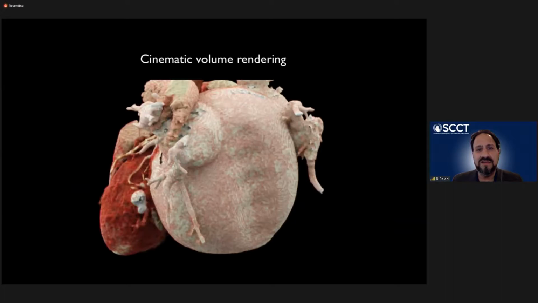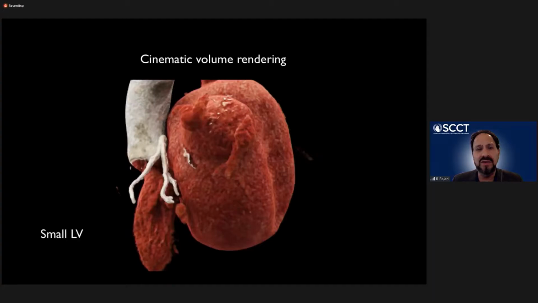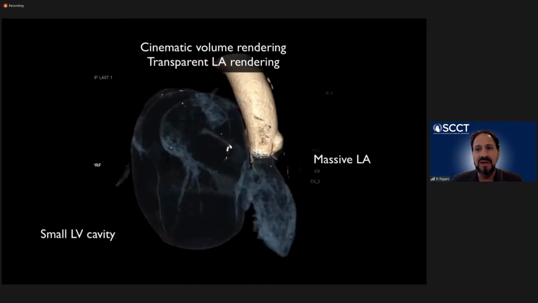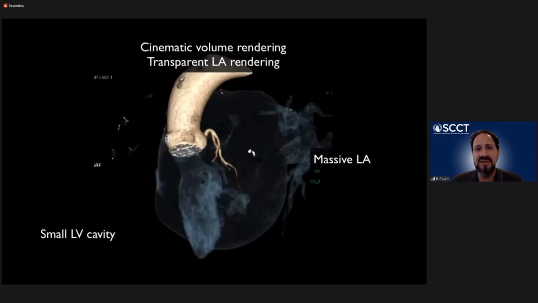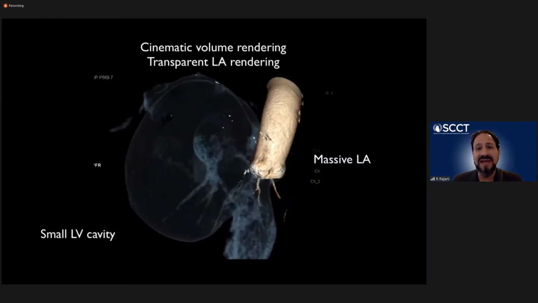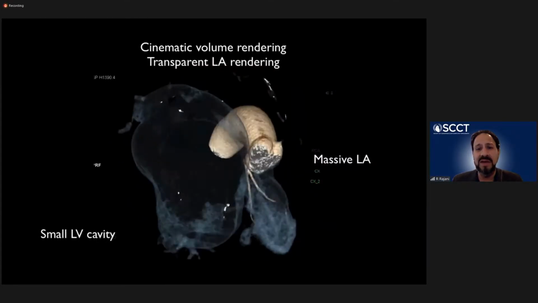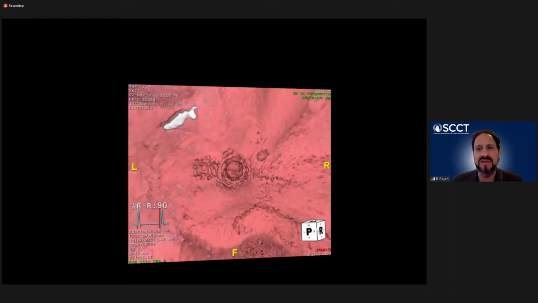So these are some 3D cinematic volume rendered images which were created from the CT dataset. And you'll see that using modern CT techniques and cinematic volume rendering, we can obtain beautiful imaging and renditions of the cardiac anatomy. And this just highlights some of the key anatomical features. Using this technique, we can also portray the left ventricular cavity and the various anatomical structures using cinematic volume rendering with transparent rendering imaging to look actually from the back of the left atrium onto the bioprosthetic mitral valve to provide a detailed anatomy of this particular patient.